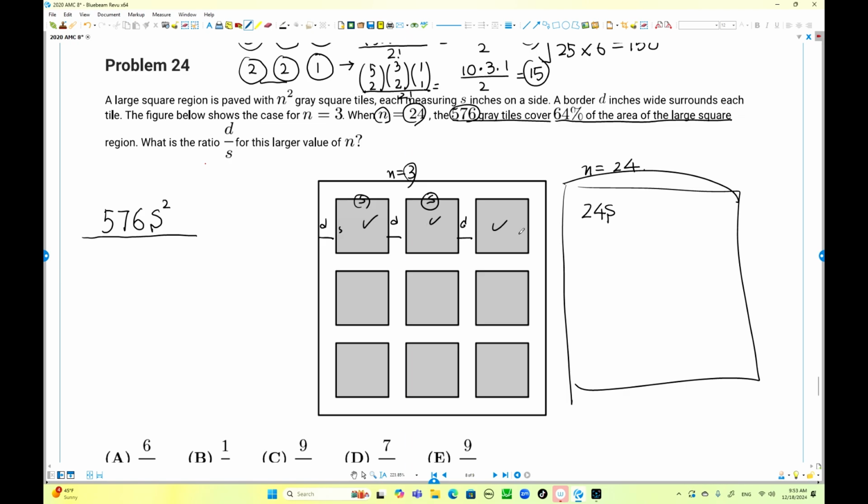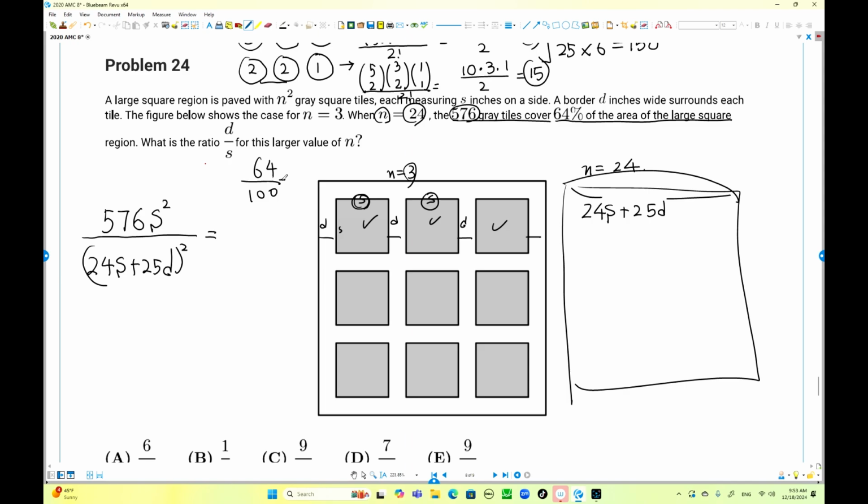How many d? 1, 2, 3, 4. Just one more than the number of tiles, right? If the number of tiles is 3, the number of d is one more. So 25d. That is the length of this side. What is the area of that? (24s plus 25d) squared, right? The ratio of this area is 64 over 100.